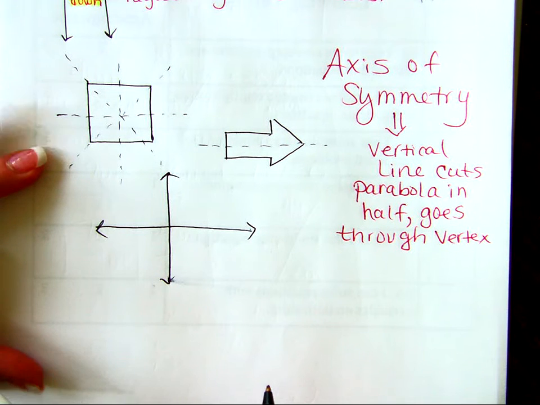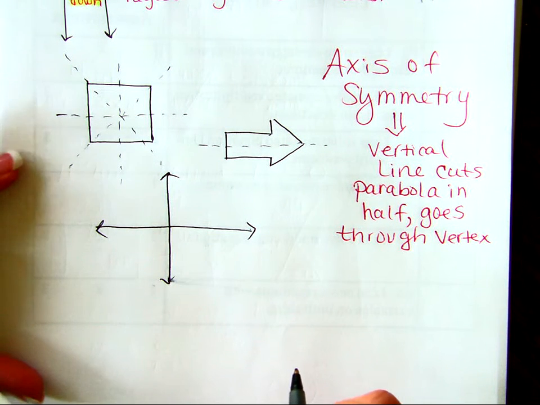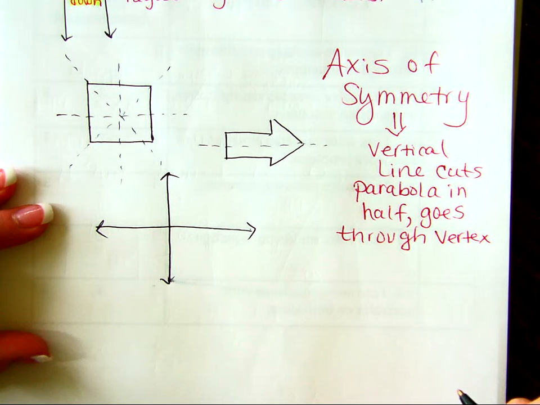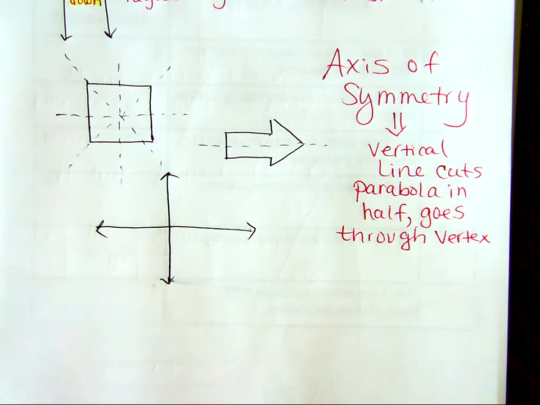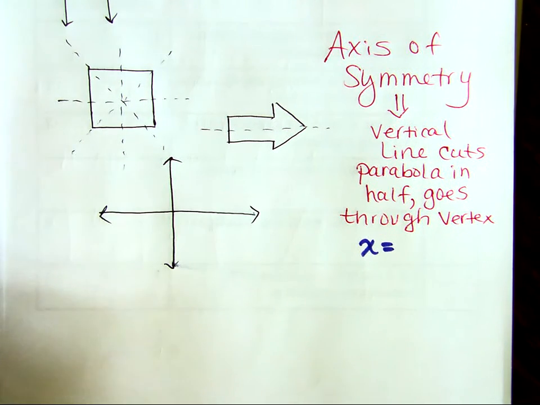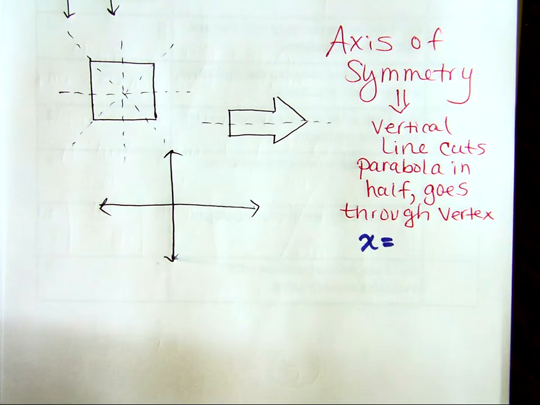how do we write vertical lines? What's the equation for a vertical line? Remember, the only time it's not y equals is when it's a vertical line. So it's an x equals. This is where I'm going to use my purple today. Every line of symmetry is going to be drawn in purple.